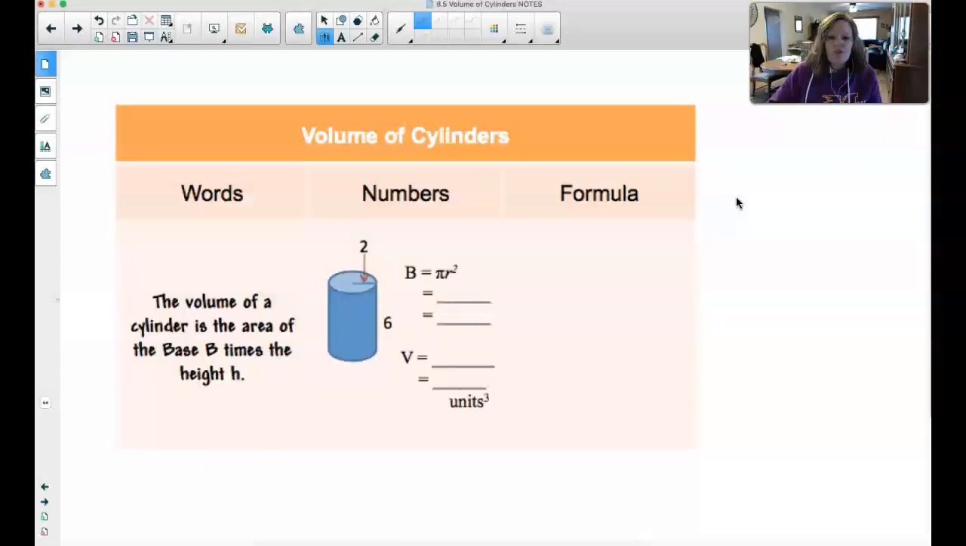Okay, so for volume of cylinders, the formula is exactly like volume of prisms. So volume, V for volume, equals capital B times H. Remember, the capital B, just like for prisms, is the area of the base, and the H is the height of the cylinder.